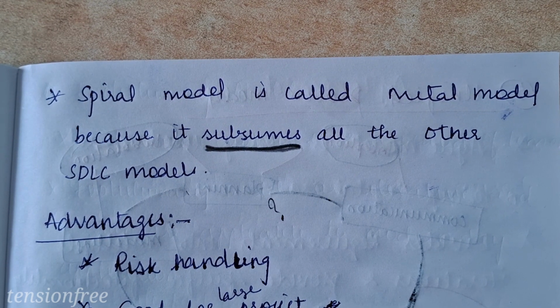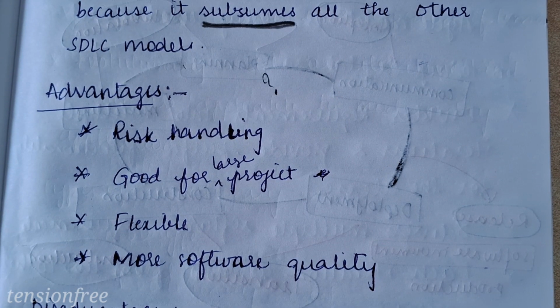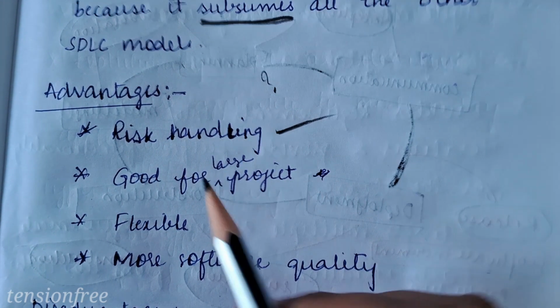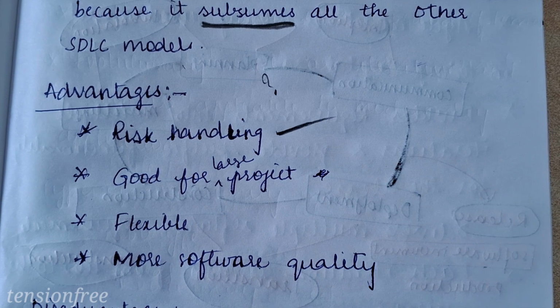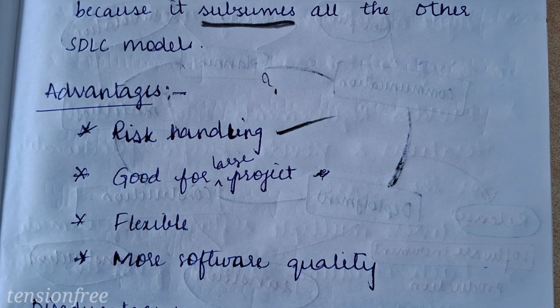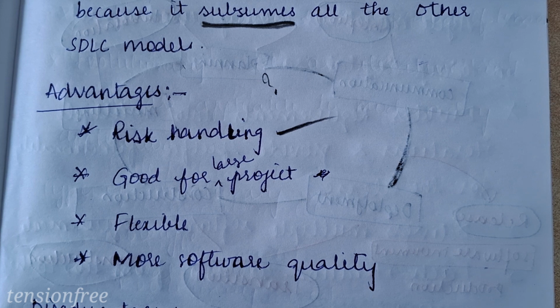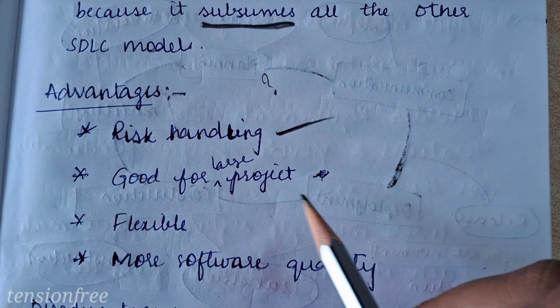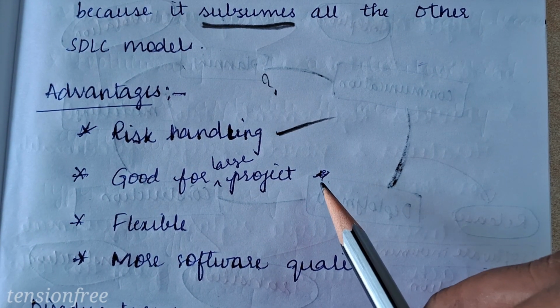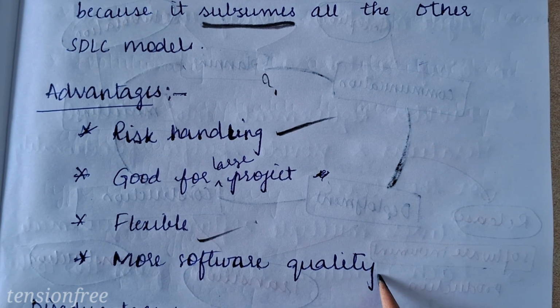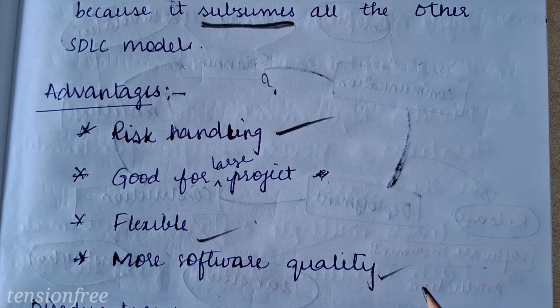Coming to the advantages of the spiral model, risk will be handled. This is the main word which we need to write. Good for large projects. It is very good for large projects because the project will be divided into 4 blocks. Objectives will be gathered, risk will be resolved, the next version will be defined, then the final product will be updated, right? It is very good for large projects. It is more flexible, and software quality will also be much higher.